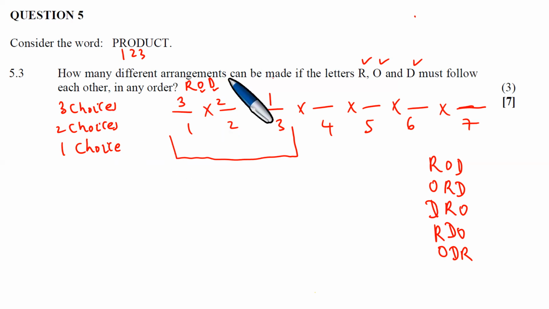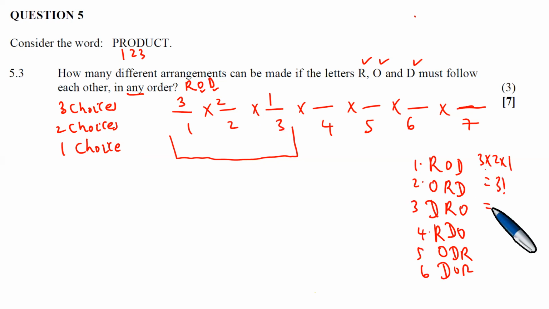Now, how many different arrangements can be made if the letters must follow each other in any order? You can start with the R, you can start with the O. Normally we don't write all these possible combinations. But you can start with the O, RD, and then it's DR. If you start with D, it can be RO, but you can start with D and have OR. So at the end of the day, you have one, two, three, four, five, six. This six is the same as three times two times one, which is three factorial, which is six.